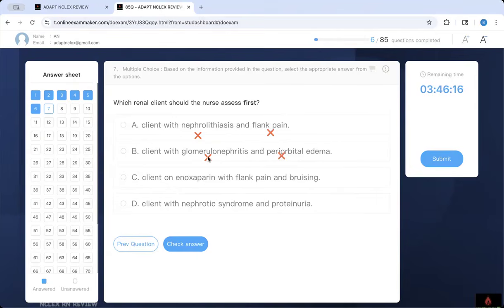If you take enoxaparin, which is an anticoagulant, and you have flank pain and bruising, what do you think? You're bleeding. What kind of bleeding? Retroperitoneal bleeding. Are you going to see it in the periumbilical area and in the flank area? What do you call this? This is what we call Grey Turner sign. This patient is in trouble. Nephrotic syndrome is the same thing.